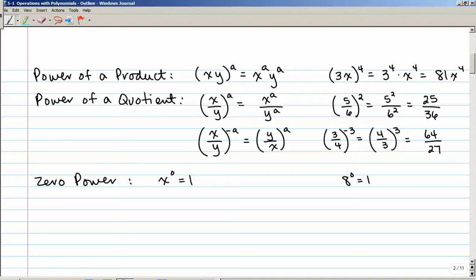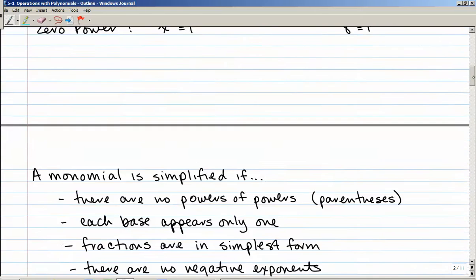And our last rule: anything to the 0 power is equal to 1. So for example, 8 to the power of 0 is equal to 1. No matter what your base is, if it's raised to the 0 power, it equals 1.